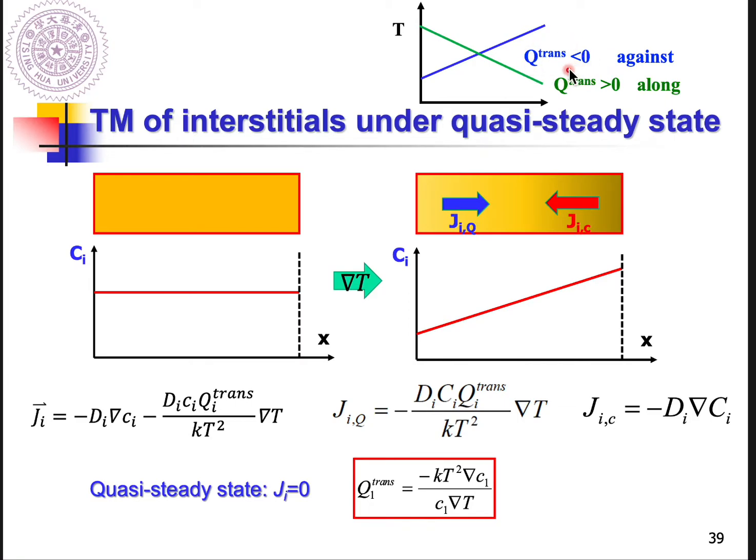So the sign of the heat of transport can tell you the direction of the moving atoms driven by the temperature gradient, right? This is a similar concept to what you learned from beta in EM, electromigration. The sign of beta also tells you the direction of the moving atoms driven by electron flow or the electrical field. Okay, so in this slide we know the sign of the heat of transport is quite important.